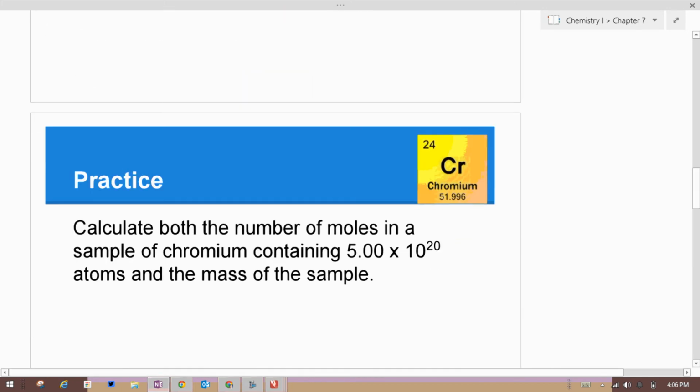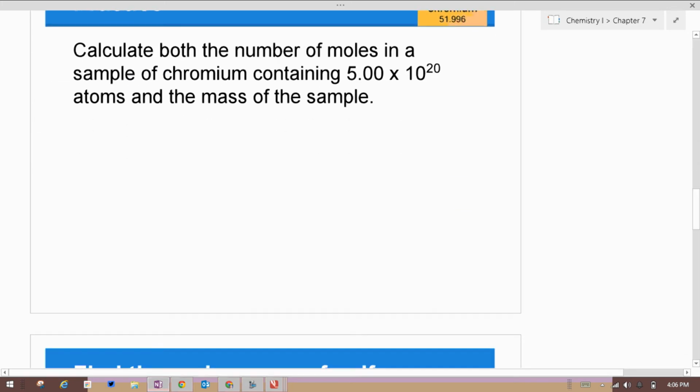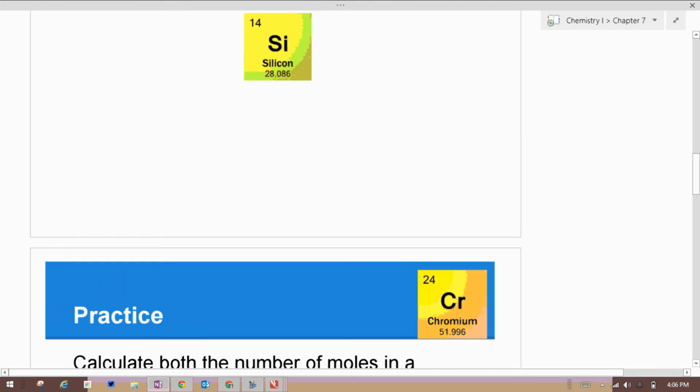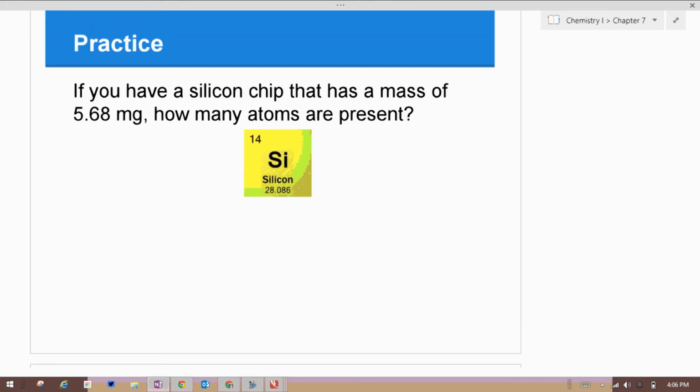And the next one is calculate both the number of moles in a sample of chromium containing 5.00 times 10 to the 20th atoms and the mass of the sample. Okay, so right now with your table partners, and if yours is missing, join a neighbor, try these two problems and then we'll go over it. So if the sub would please pause this video right now and give them a few minutes to work on these two.